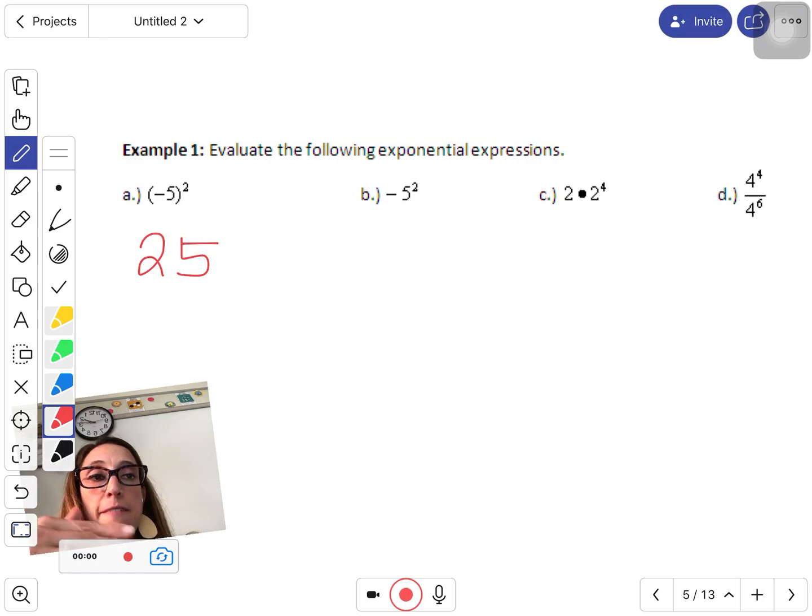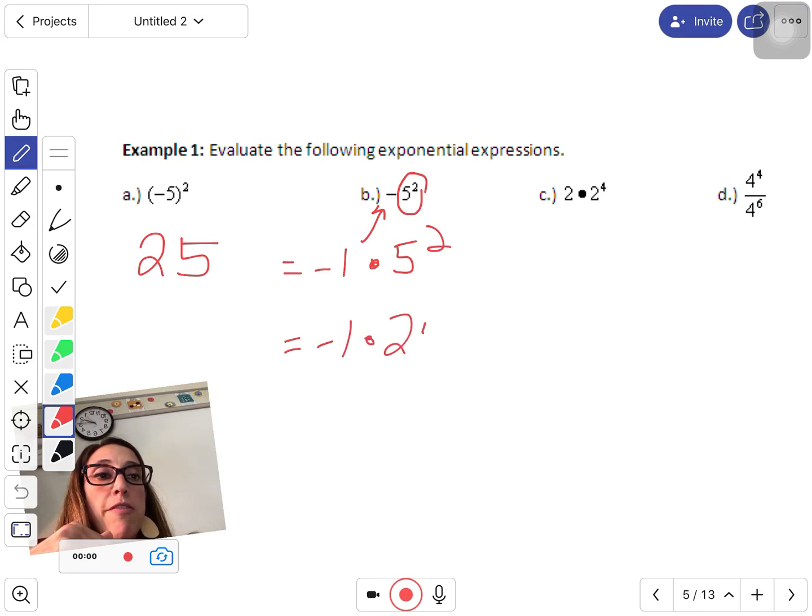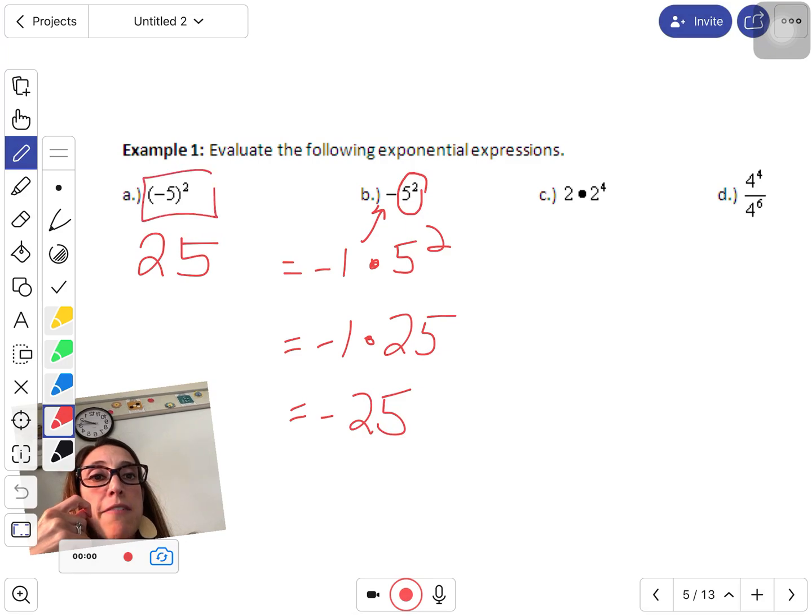However, if you look at part B, that's -5 squared. Well, order of operations says I have to do the exponent here before I multiply by that factor of -1 out in front. So this is like -1 times 5 squared, which is the same as -1 times 25, which is -25. So that's a little reason why these two things are actually very different. They evaluate to different products.